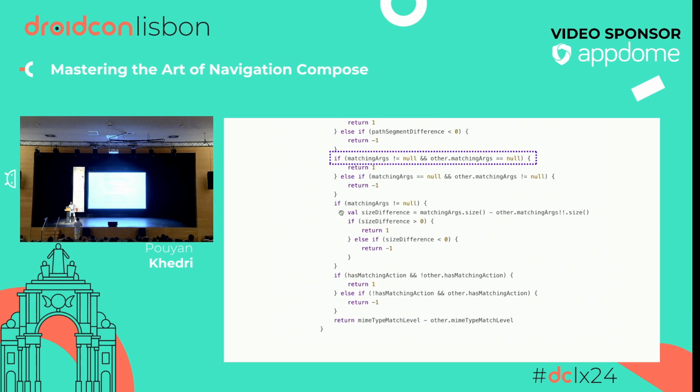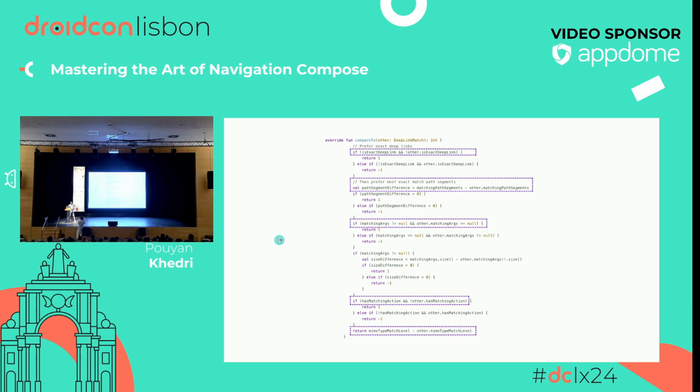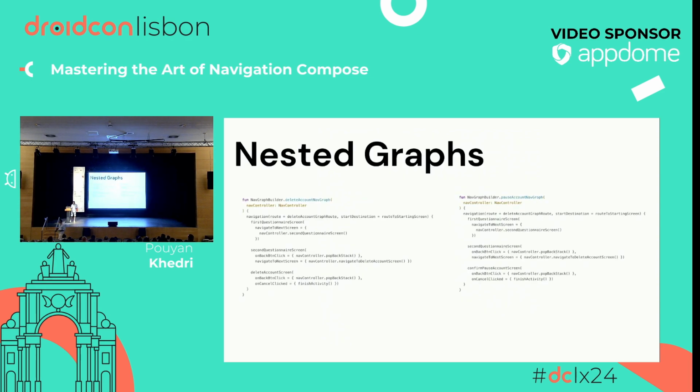If no luck, it goes to the actions. And if still no result, it goes to compare MIME type match level. What is MIME type match level? It doesn't matter. Why? I will tell you. So this is how Compose compares the nodes with each other, basically. But let's take a look back at our nested graphs.